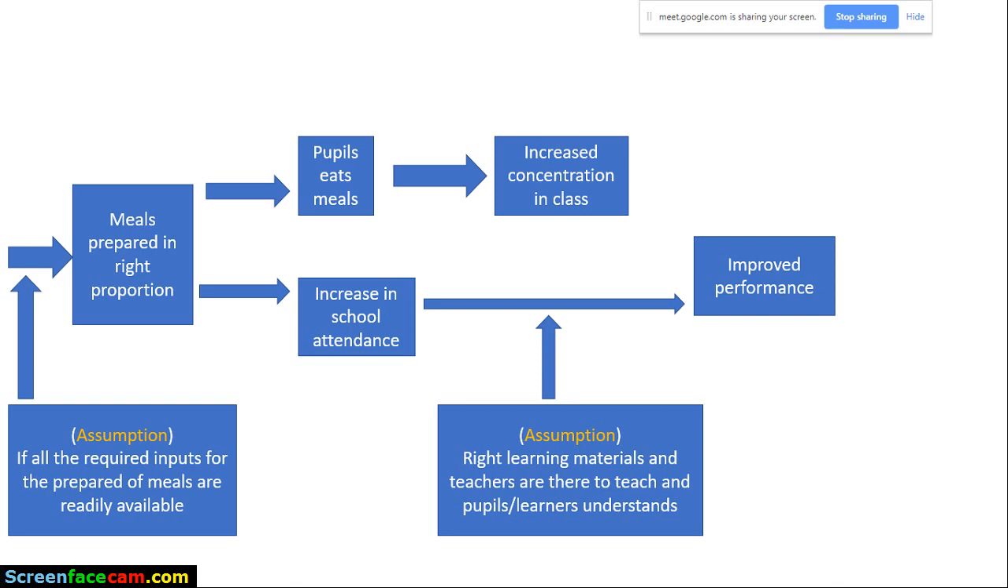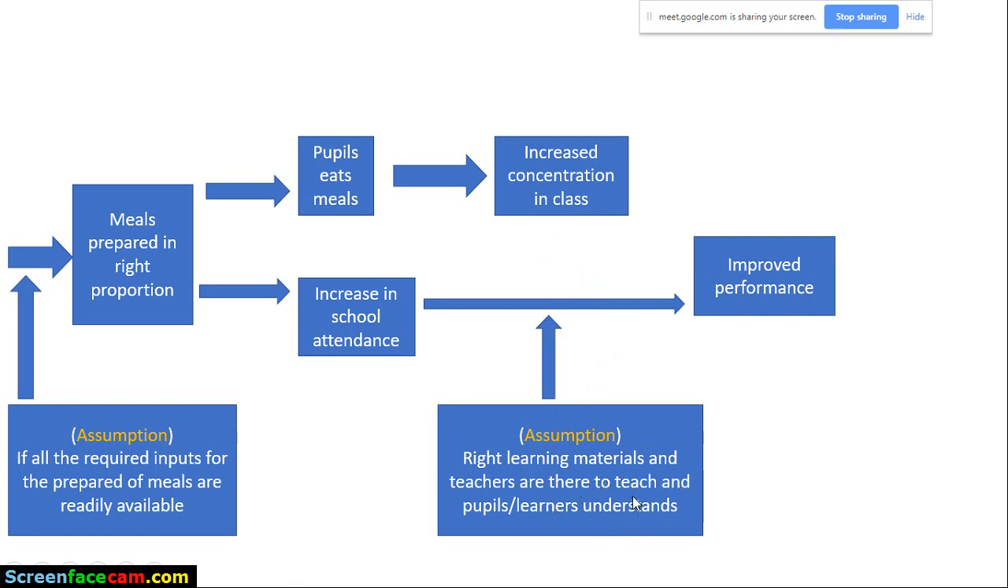So preparing meals, this is an activity. Are we together, right? Exactly. Then the output here is that pupils will eat the meals. Then also, once meals are prepared, there will be increase in school attendance. Then here the outcome would be that there will be increased concentration in class. Then there's this arrow here, pointing from my increased school attendance going to the improved performance. You've seen that there's an assumption here, right?